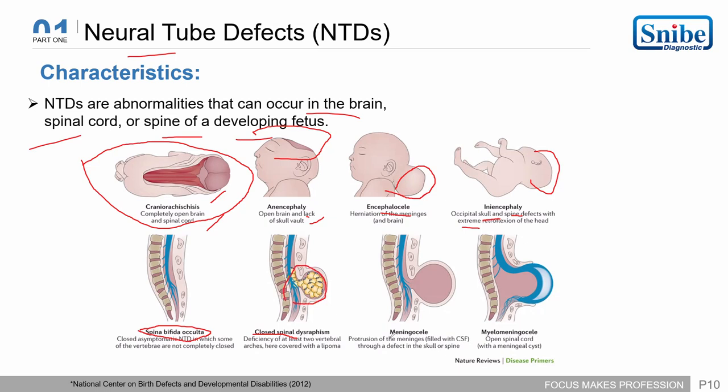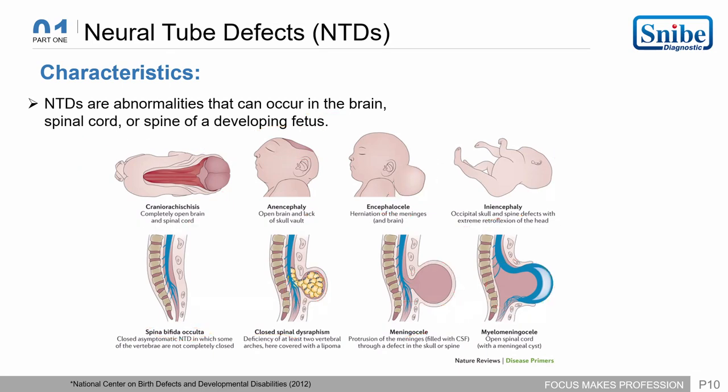If we talk about meningoceles, that's the neural tube defect in which there is a protrusion of the meninges filled with CSF through a defect in the skull or the spine. The other condition is an open spinal cord with a meningeal cyst, which also belongs to the neural tube defects. So these are all different types of neural tube defects.